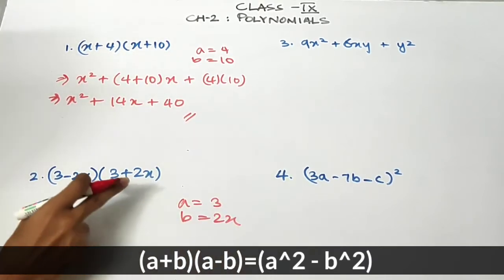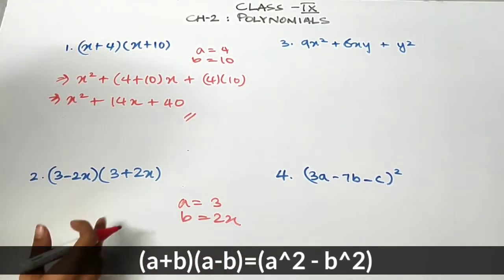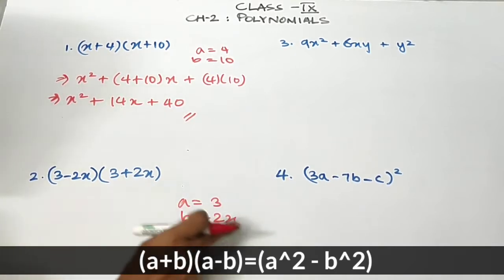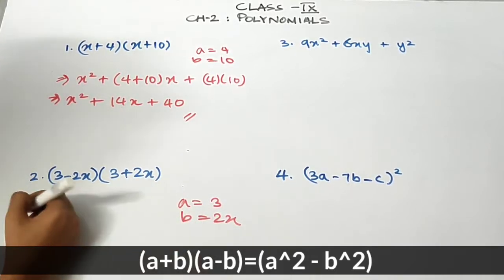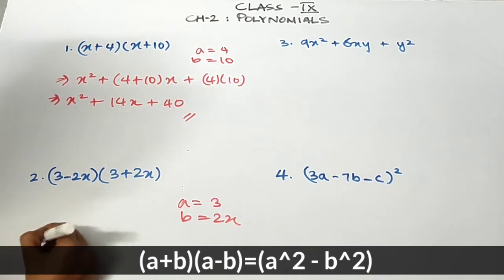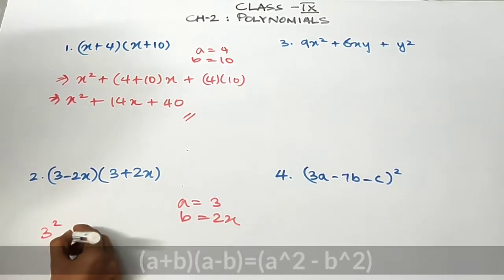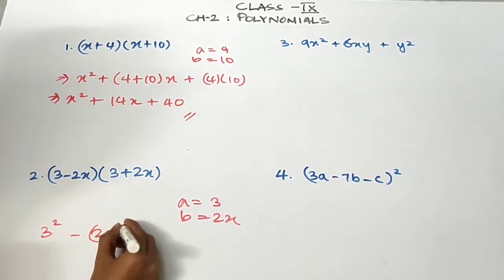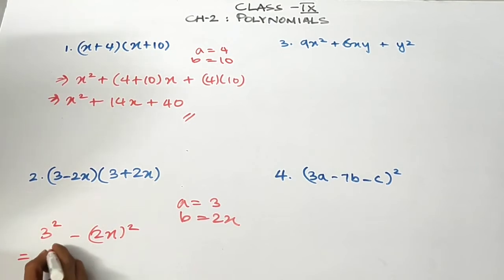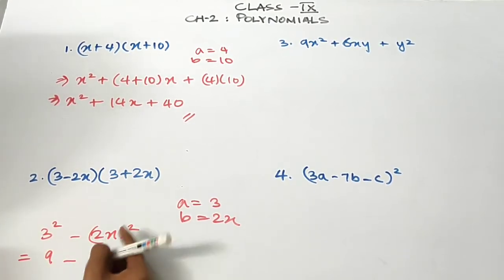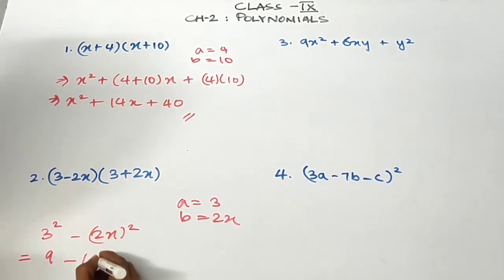As I have already told you, instead of a and b, you can have any number or a variable. So, in this case, a is 3 and b is 2x. Now, we substitute it. a minus b times a plus b is a square minus b square. When we substitute for a and b over here, a square is 3 square and b square is 2x the whole square. Now, the next step would be 3 square is 9 minus 2x the whole square, which would be 2x into 2x.